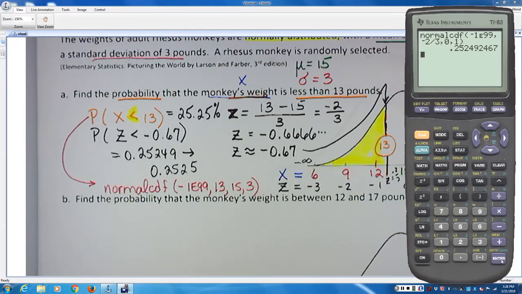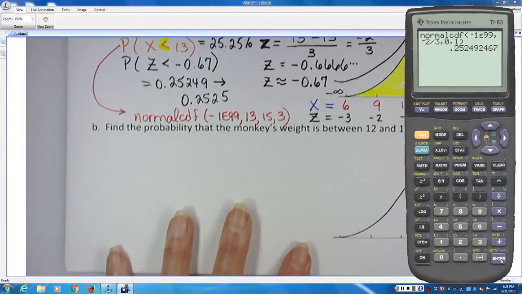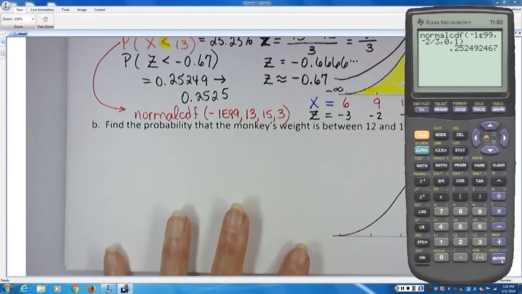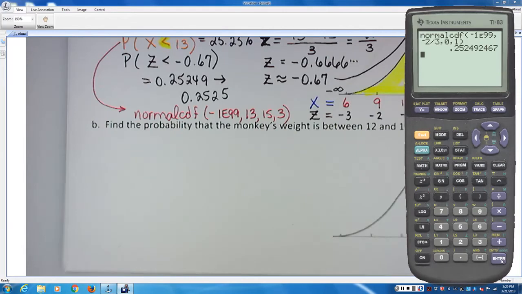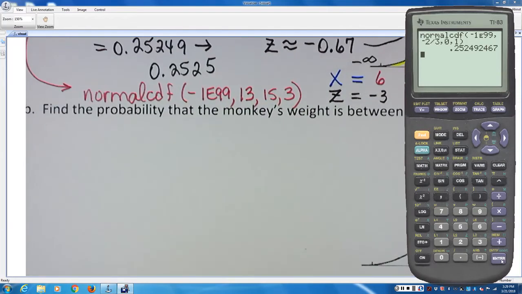Now we're doing the same thing. Get that up there where you can see it a little bit better. Below is still negative infinity because, realistically, monkeys' weights don't go down to negative anything. Realistically, the smallest monkey would weigh 0 pounds, which means there wouldn't be a monkey there. So realistically, we could start at 0.